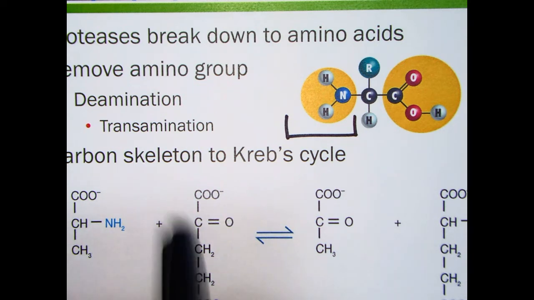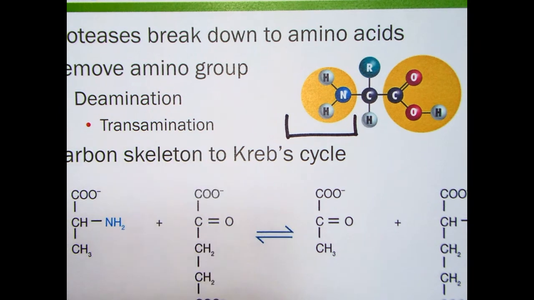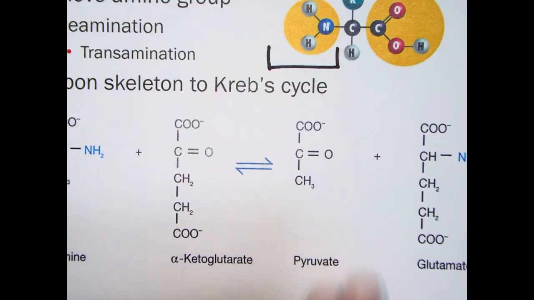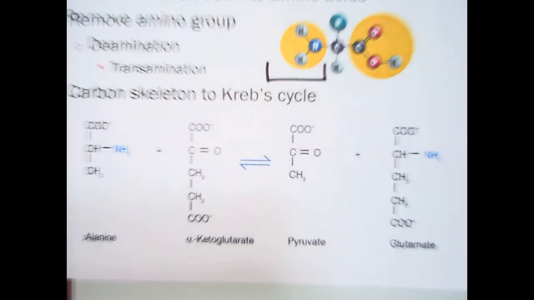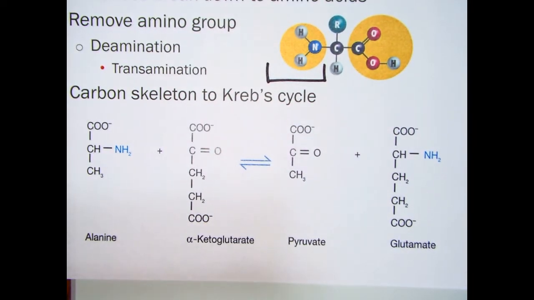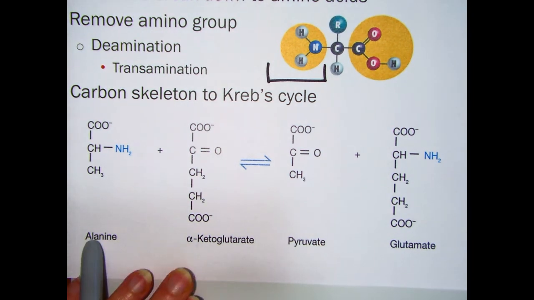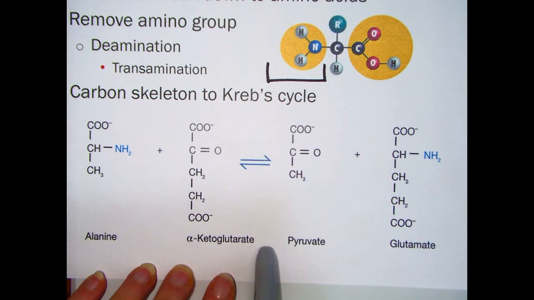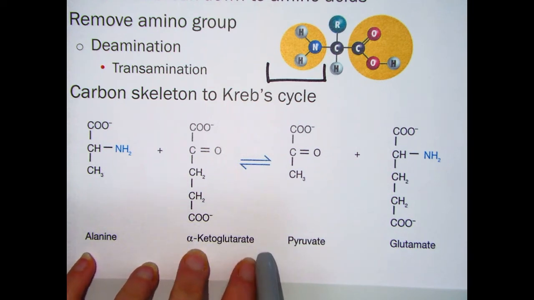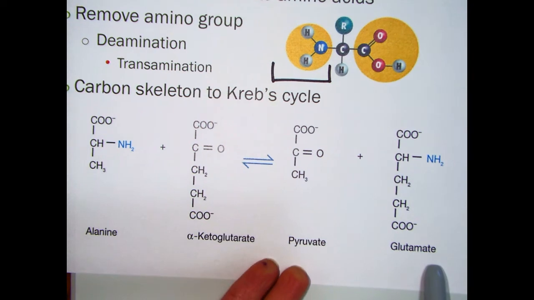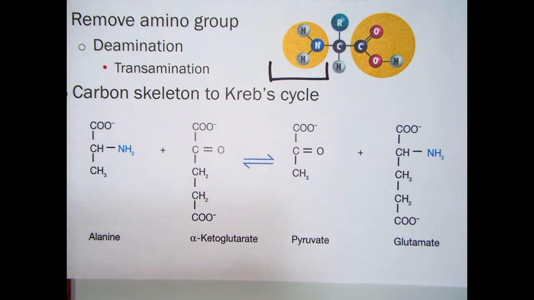The second option is called transamination. Transamination, you can see down here, is where the amino group is passed from one amino acid to a carbon skeleton, in this case alpha ketoglutarate, giving you a different amino acid and then another carbon skeleton. We will learn eventually, farther on in exam 3 when we get to the nitrogen cycle, that making this amino group is incredibly energy intensive. It uses tons and tons and tons of ATPs.